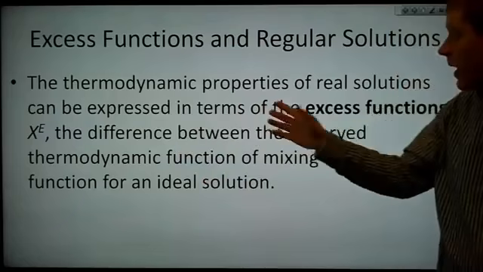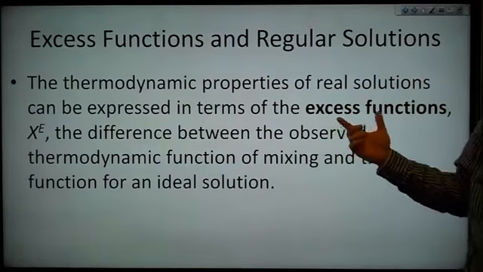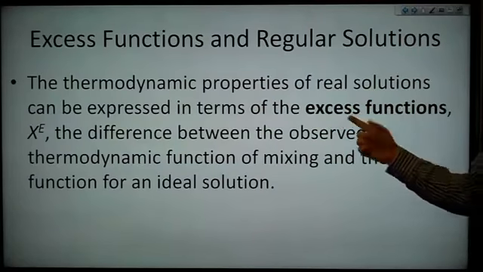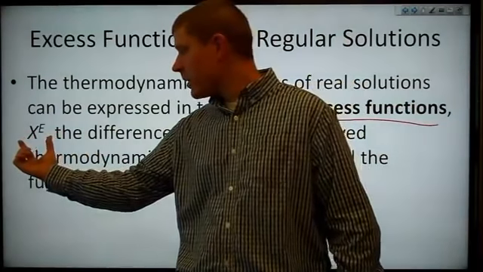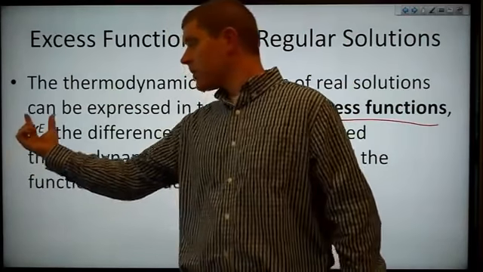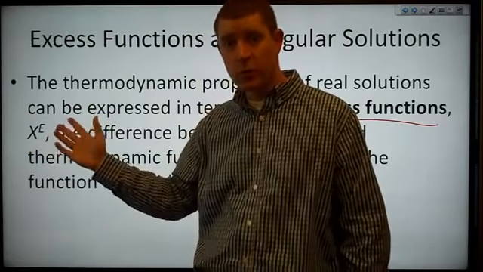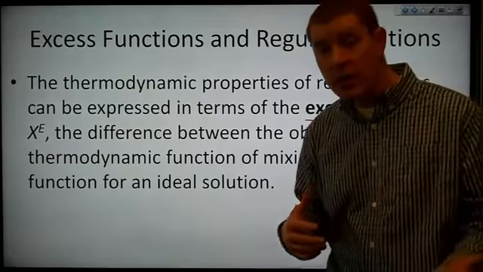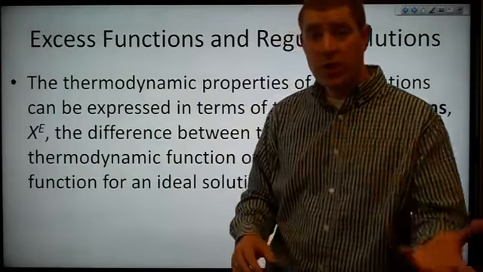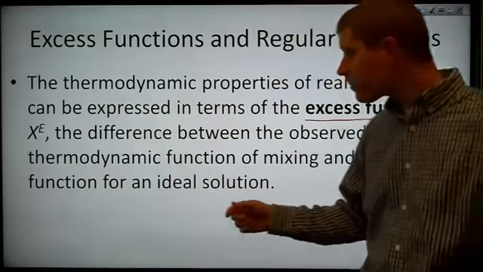Alright, so the thermodynamic properties of real solutions can be expressed in terms of excess functions. And so we label those excess functions X to the E, with superscript E. So X here stands for, let's say, if it were entropy, it would be an S. If it were Gibbs energy, it would be a G, and so on.